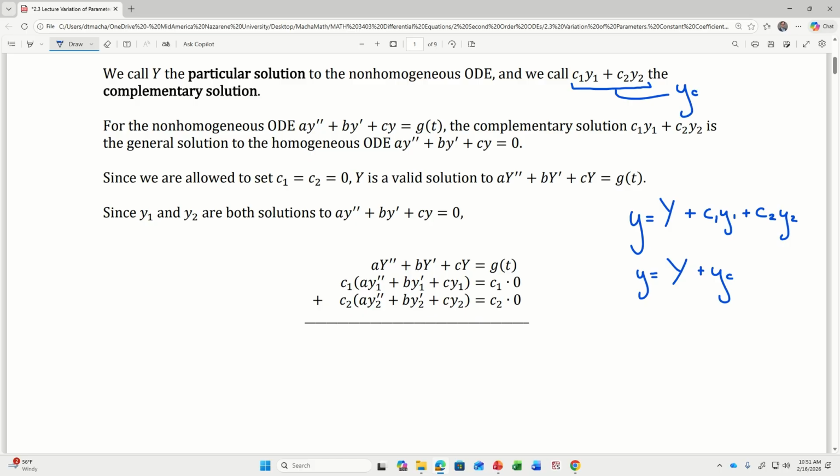And then since the complementary solution is a solution to the homogeneous ODE where the right-hand side is 0, you can kind of see how this works. Because when you add all of this together, we see that it's okay to just go ahead and add the homogeneous solution onto your particular solution and get a solution to your non-homogeneous ODE.